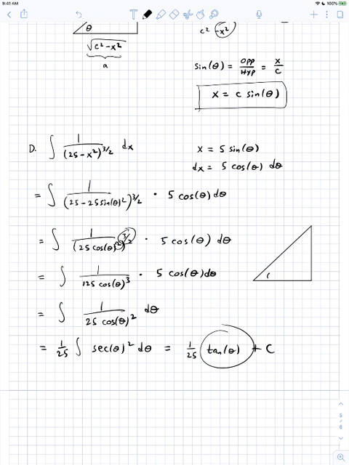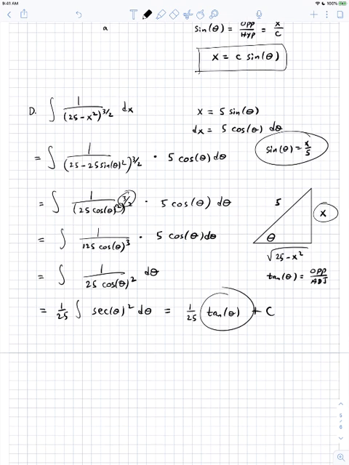This is our angle theta, and sine of theta is x over 5. So that's the opposite over the hypotenuse. And the adjacent side is going to be the square root of 25 minus x squared, just like it was before. So tangent of theta is opposite over adjacent. So that's just going to be x over the square root of 25 minus x squared.